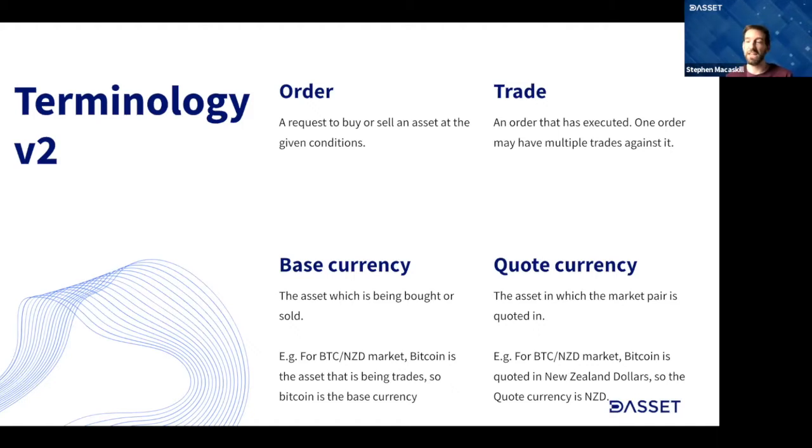The quote currency is the currency that the asset is being quoted in. So that's usually the price. Now, this makes a lot of sense when we're dealing with markets that are denominated in dollars. It's quite easy to realize that on the Ethereum New Zealand dollar market, the quote currency is New Zealand dollars and the base currency is Ethereum. But when we start looking at other markets, like the Ethereum Bitcoin market, then it becomes important which one's the quote currency and which one's the base currency.